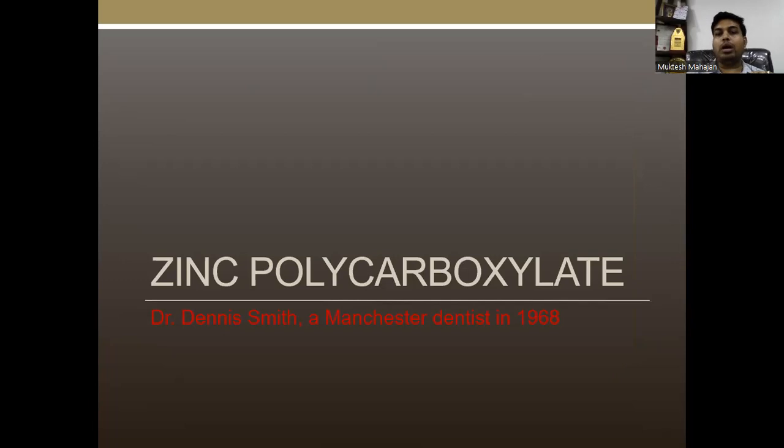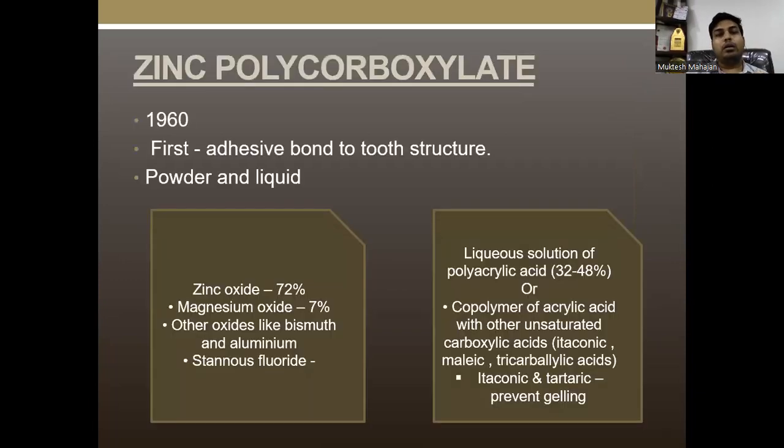Now, the zinc polycarboxylate, developed by Dr. Dennis Smith in Manchester in 1968. This polycarboxylate is from around 1960. It is the first adhesive cement, with an adhesive bond to the tooth structure.